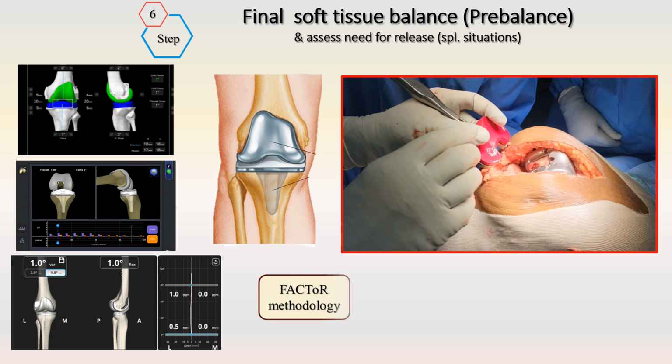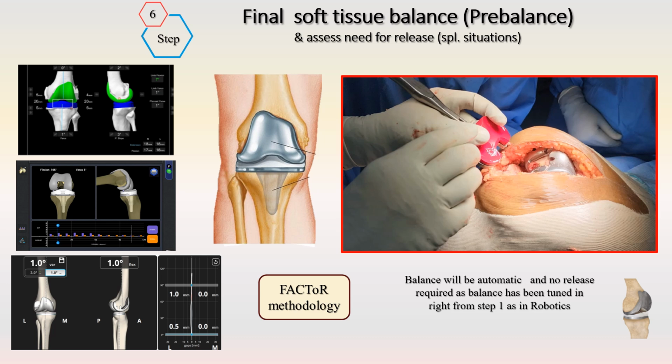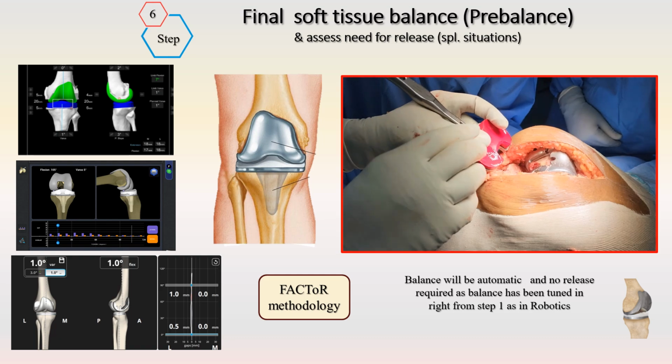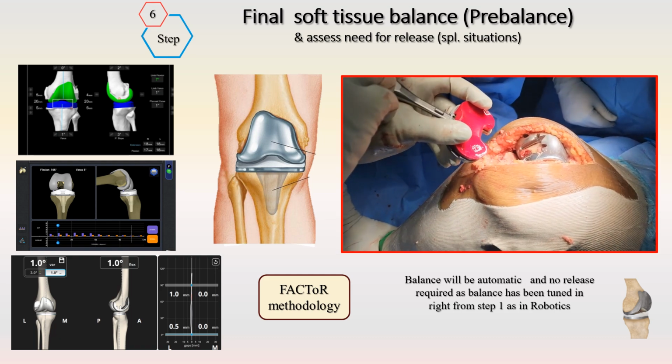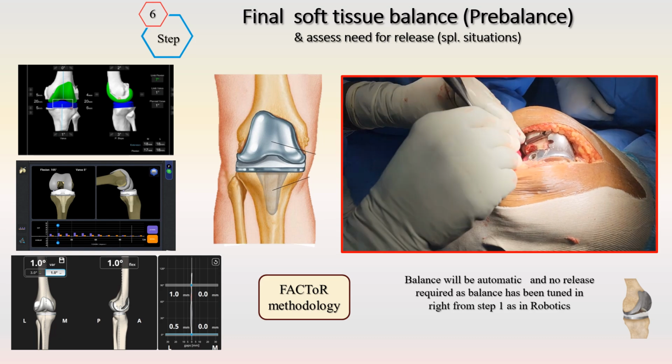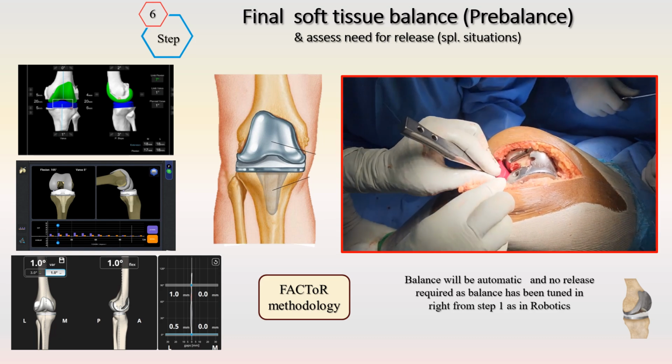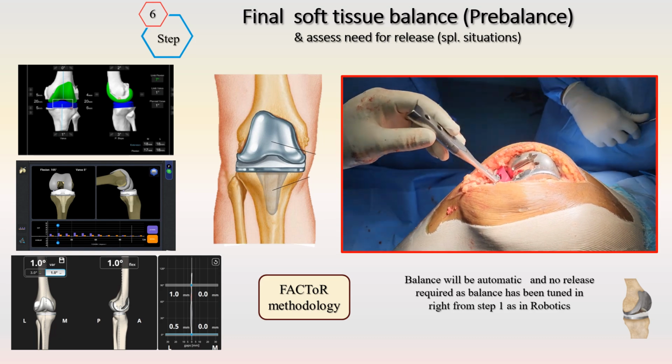The same thing can be seen even in the factor methodology. As we are following the same sequence of steps as in robotics, the knee will be pre-balanced even when you adopt the factor methodology, as you can see in this video. So I've not done any releases. We have come to trial reduction. I'm now putting in a 9 millimeter ultra congruent poly.